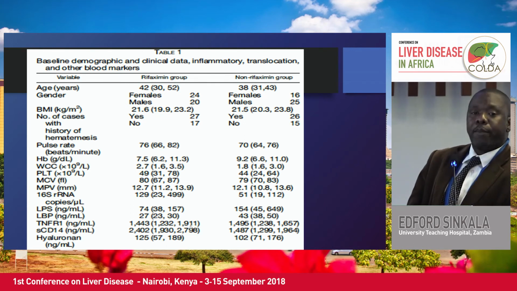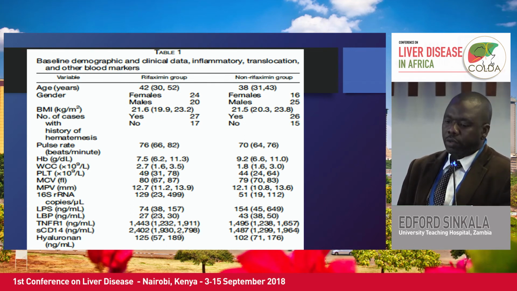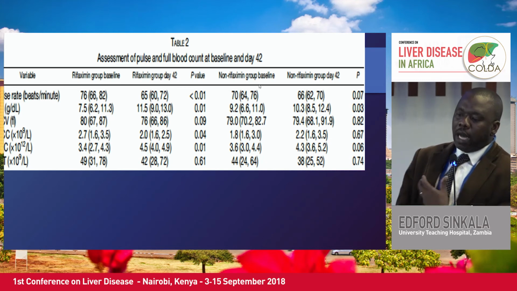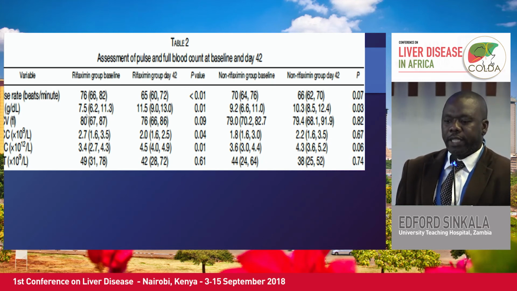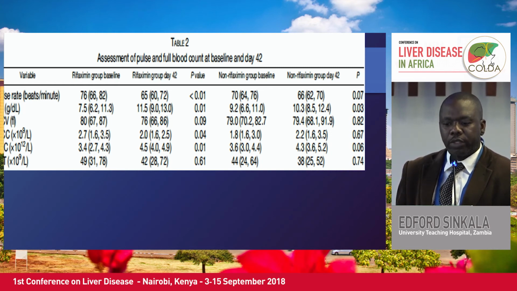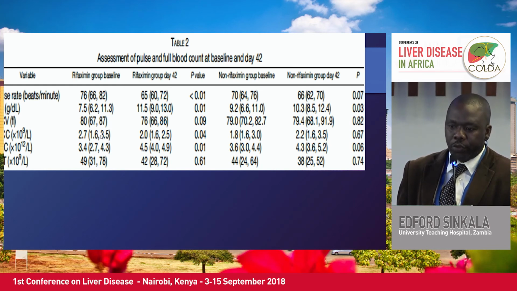If you look at the baseline, most of the data was comparable between the rifaximin group and the non-rifaximin group. After 42 days, what happened? We noted that there was a reduction in pulse rate in these patients, and an increase in hemoglobin levels. However, in full blood count indices like white cell count and platelet count, there was no difference at the end of 42 days.